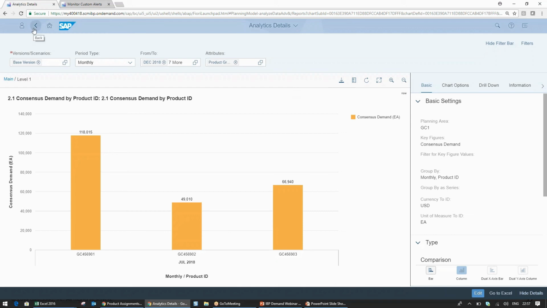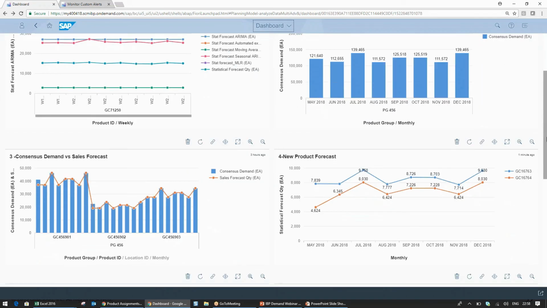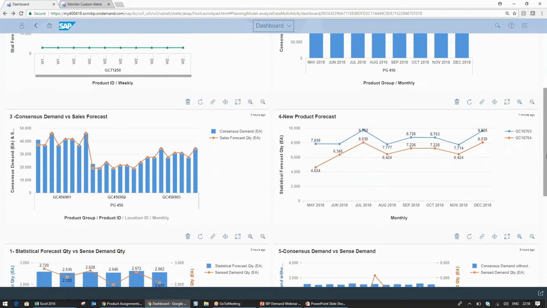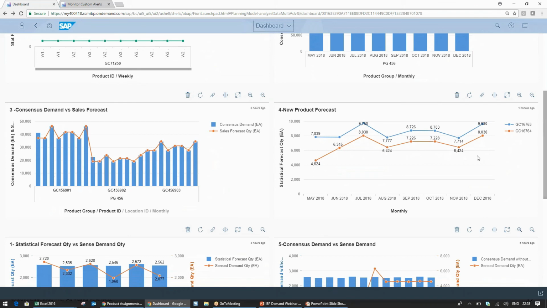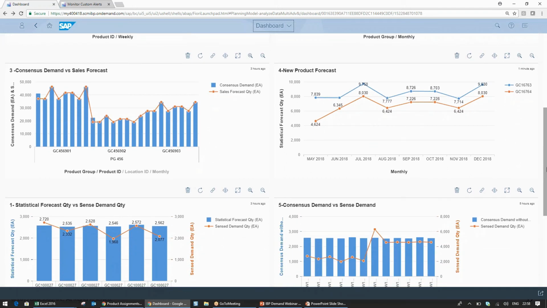You can have more levels of drill down in order to see your data at a more granular level in terms of charts and the analytics. Also, you can compare your consensus demand versus sales forecast. You can see how your new product forecast is as compared to the reference product which you have taken into account while forecasting. You can compare sense demand quantity with your consensus demand as well as your stat forecast quantity.